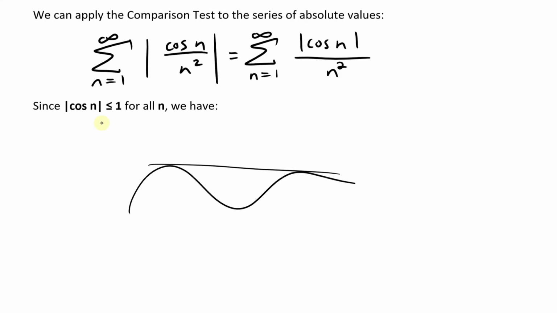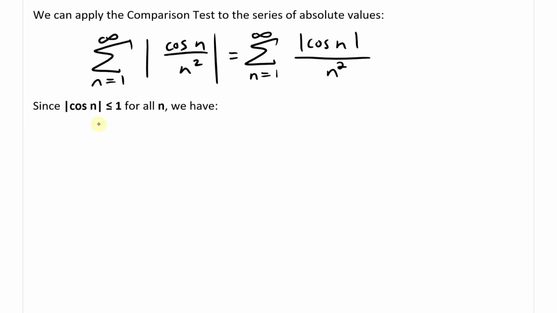Where the difference from here to here is going to be 1, and that's going to be negative 1. So yes, just recall that. The largest values it could be are 1 or negative 1, in other words, an absolute value of 1. So it's going to be less than or equal to 1 for all n. So the absolute value of cosine n over n squared is going to be less than 1 over n squared.